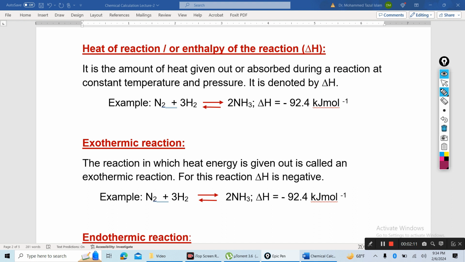When a reaction happens, some energy is given out or some energy is absorbed. That amount of energy is known as enthalpy of the reaction, and enthalpy of the reaction is denoted by delta H. This means heat of the reaction or enthalpy of the reaction.